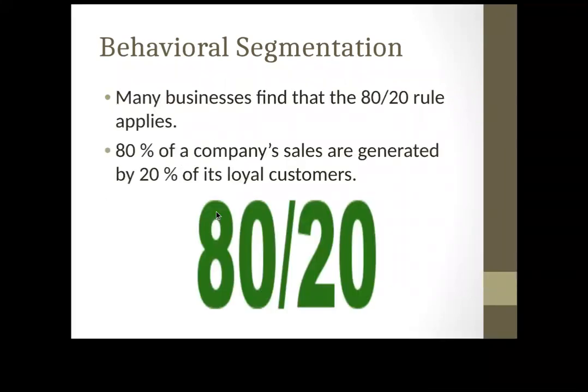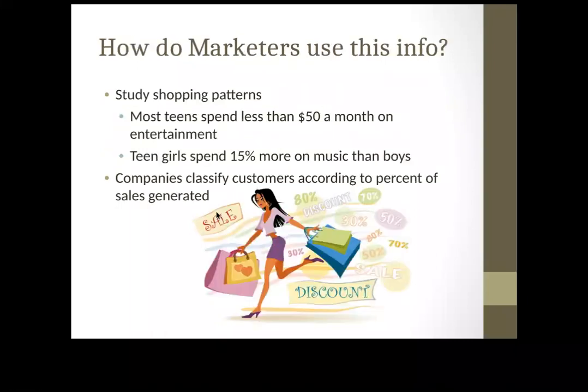Again, behavioral, the Pareto effect, or the 80-20 rule: 80% of the customer sales are generated by 20% of its most loyal customers. That's not always true, but it's often some similar ratio. And so then again, how do marketers use this information? We look at our current customers. If we don't have customers, we have to imagine who they might be. We come up with personas or archetypes.